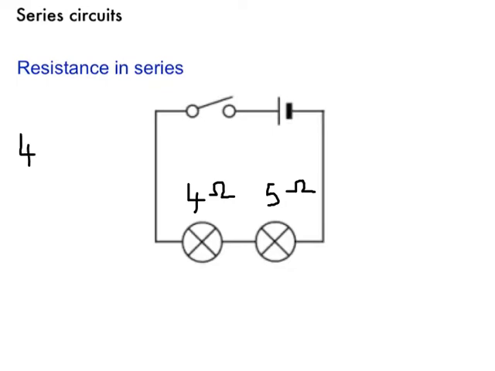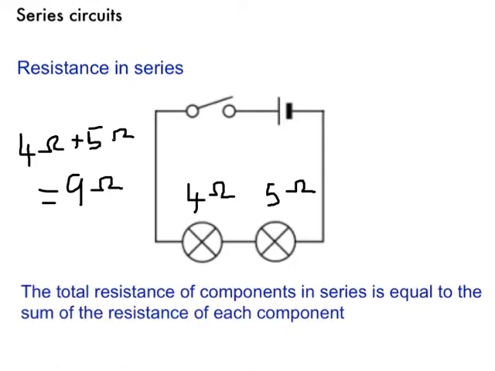So in this case, we're going to have a total resistance of 4 plus 5 ohms, which is equal to 9 ohms, the total resistance in that circuit. Okay, so basically what I'm saying is the total resistance of components in series is equal to the sum of the resistance of each component. Okay, that's the final rule we need to think about.